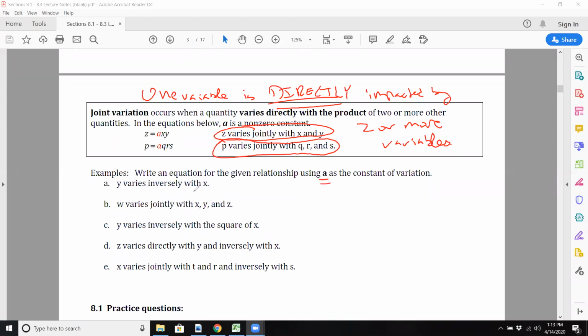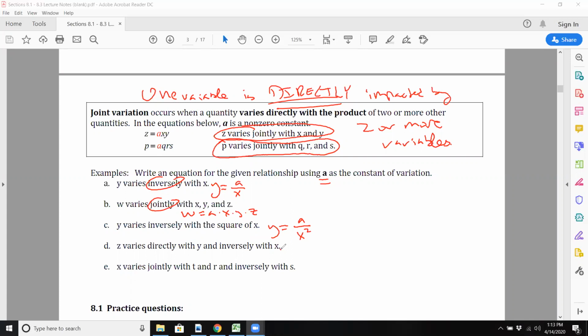So we're told Y varies inversely with X. We're just going to go through these examples here. That's Y equals A over X. W varies jointly, so W equals A times X times Y times Z. Y varies inversely with the square of X. So you do inverse, we got square X.